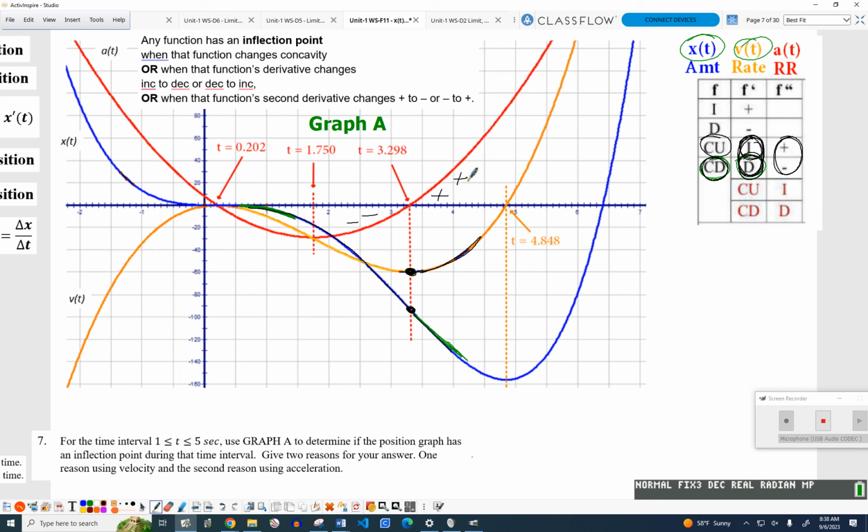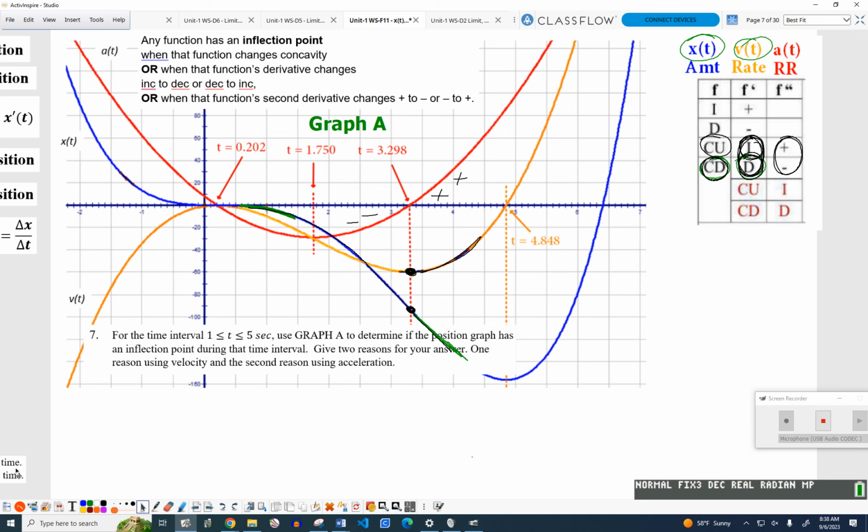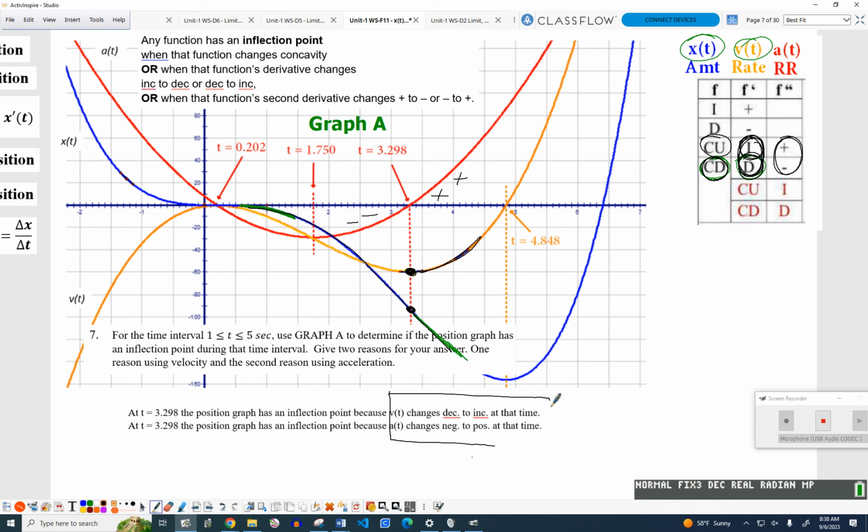Questions? Oh, so if you're writing an answer for this, here's what the answer would look like. Two different ways to identify where the position graph has an inflection point. Either by looking at the velocity changing decrease to increase, or by looking at where the acceleration changes negative to positive.